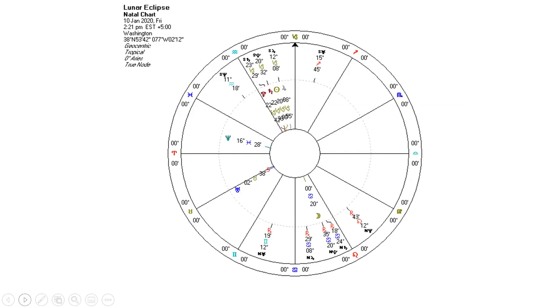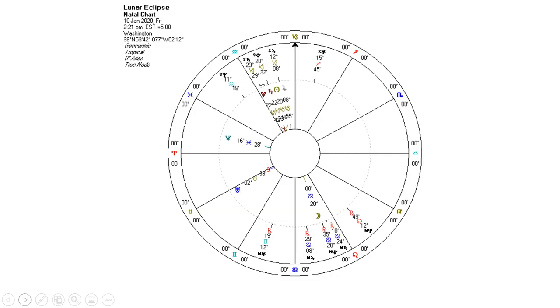And here is the lunar eclipse for January 10, 2020. On January 12, Pluto and Saturn are going to be exact. We have this stellium of planets in Capricorn. Jupiter will be in Capricorn. Look at this lunar eclipse. The lunar eclipse takes place at 20 degrees Cancer-Capricorn.